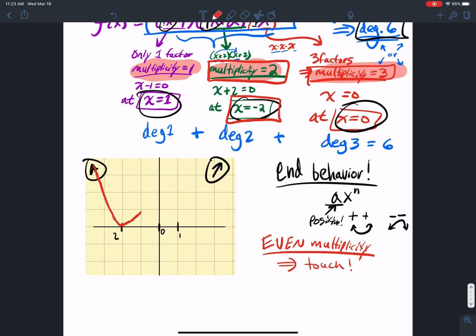Now, we're not worried about how high we bounce. To know that, you either need a graphing calculator or calculus. So we're not talking about calculating relative max and mins here. We're just considering what's the behavior around the 0. Okay, so the first 0 was -2. It's an even multiplicity. We touch, we bounce.